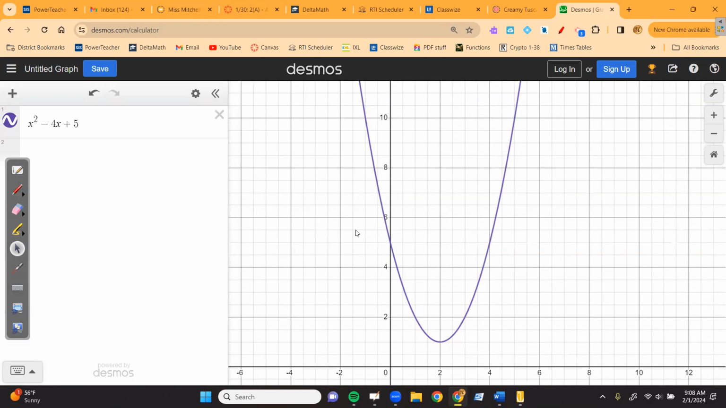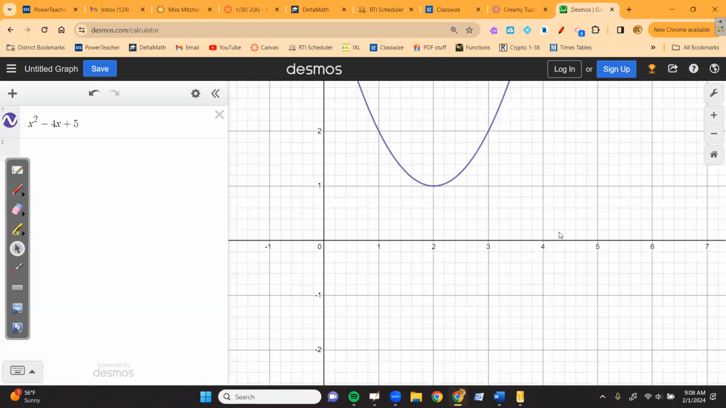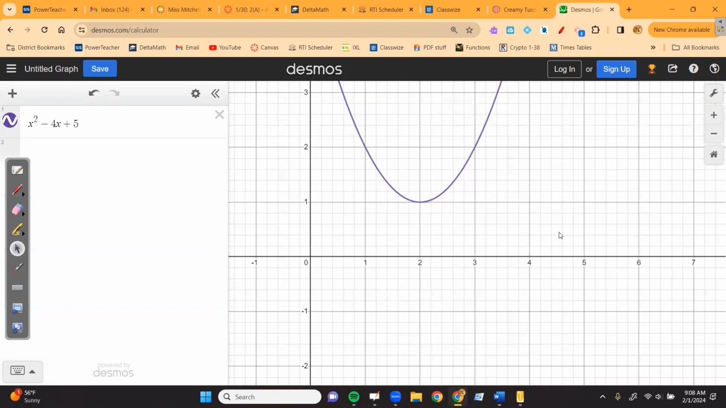So mission number one today is, how do I find the vertex? Numerically, you could look at this graph right here and just eyeball it and see that the vertex is at the point (2, 1). The question is, how can I look at an equation like this, if you can read that over there, and make sense of how that equation lends itself to that vertex? So again, that's mission number one.